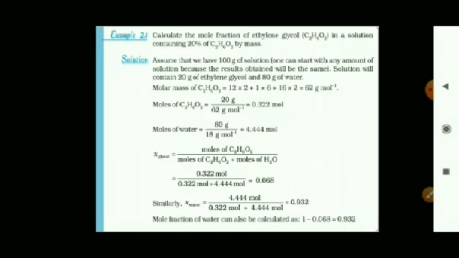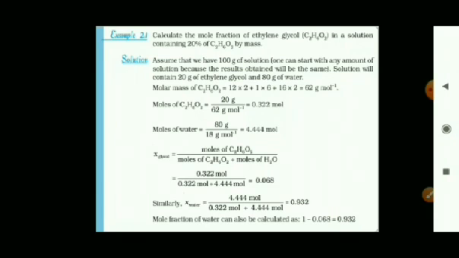Molarity is denoted by capital M and it is expressed per liter or cubic decimeter, that is dm3. Then we have seen molality. Molality is denoted by small m and it is expressed per kg. Don't forget this thing. Molarity is per liter and molality is per kg. Molarity liter, molality kg. Okay, keep this in mind properly.